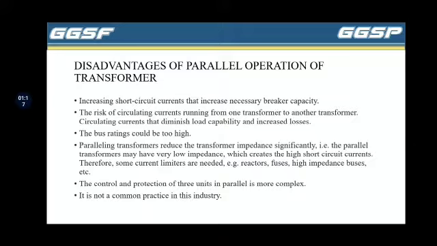Paralleling transformers reduces the transformer impedance significantly. That is, parallel transformers may have very low impedance, which creates a high short circuit current. Therefore, some current limiters are needed. Example: reactor, fuse, high impedance buses, etc. The control and protection of three units in parallel is more complex. It is not common practice in the industry.